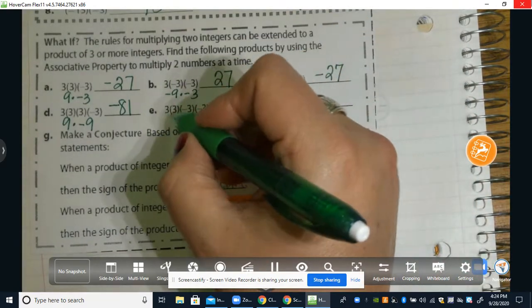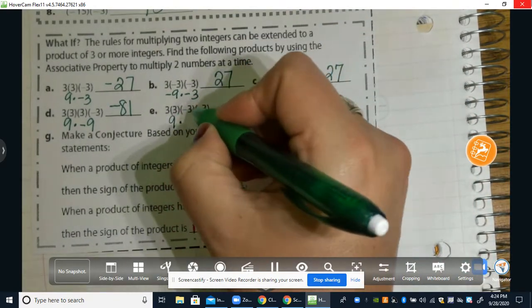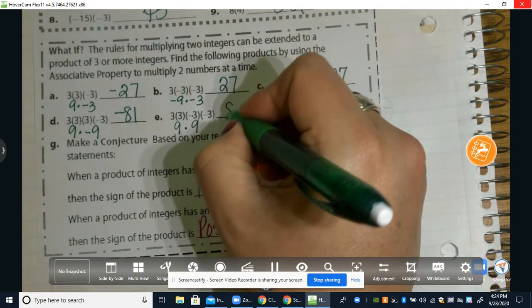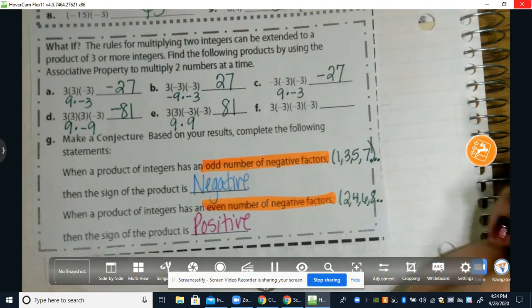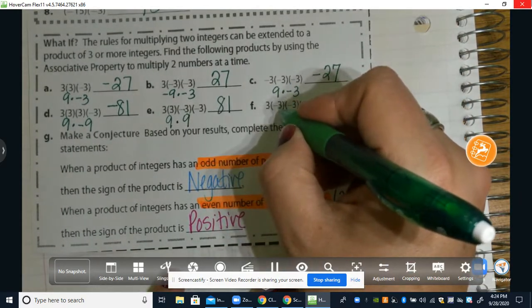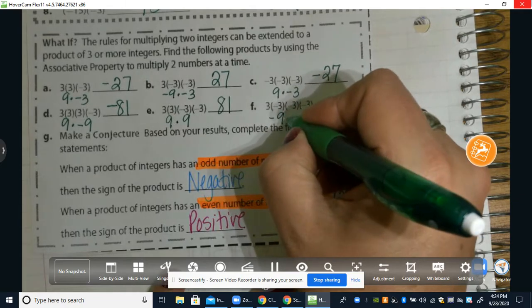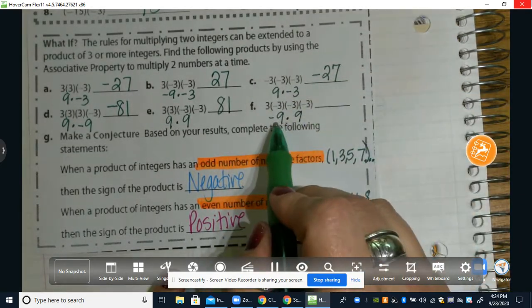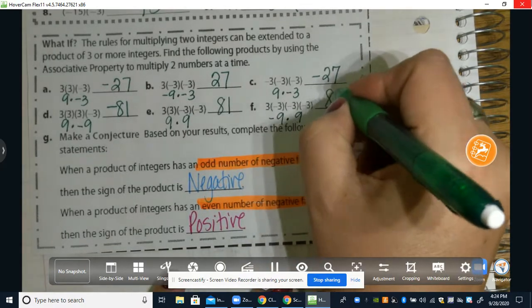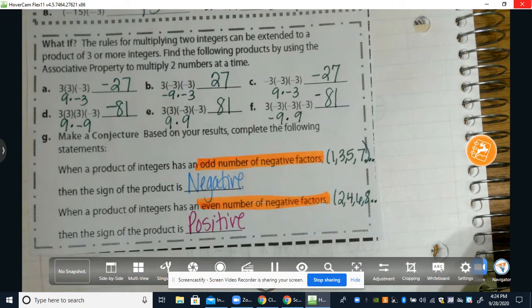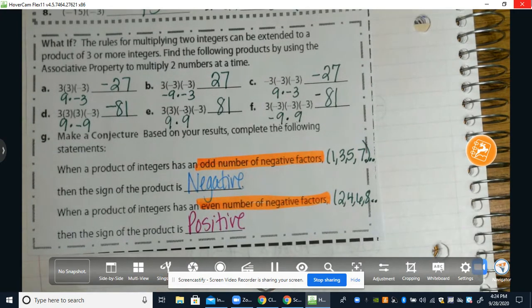Letter E, 3 times 3 is 9 times -3 times -3 gives me a positive 9. 9 times 9 is 81. Letter F, 3 times -3 gives me a negative 9 times -3 times -3 gives me a positive 9. 9 times 9 equals 81. Negative times a positive results in a negative 81. And a negative 81. All right.